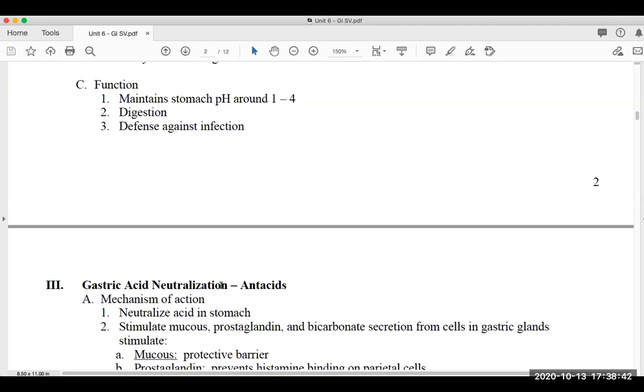And then in terms of defense against infection, hydrochloric acid is your answer. So think about what substances would actually stimulate hydrochloric acid. There are certain foods that can stimulate that. Caffeine, unfortunately, chocolate, I'm sorry, alcohol, stress, large fatty meals, and even smoking. All of those things can actually trigger or stimulate the production of hydrochloric acid.